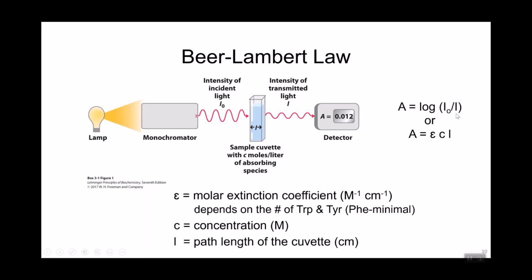This will measure the absorbance of your sample, and this is related to the log of the incident beam over the transmitted light. The absorbance is also a function of the molar extinction coefficient, which depends on the number of aromatic amino acids, the concentration of protein in your sample, and the length of the cuvette holding your protein sample. So we can measure the absorbance and use this relationship to figure out the concentration of protein in your sample.